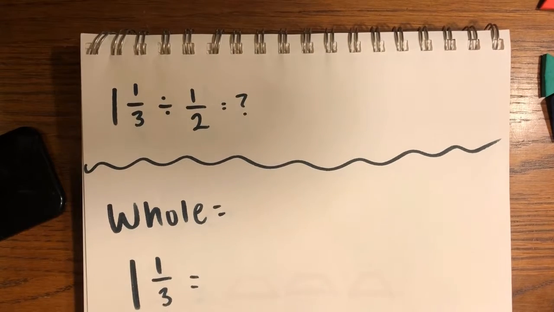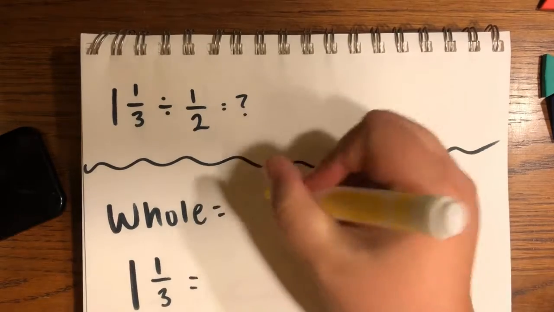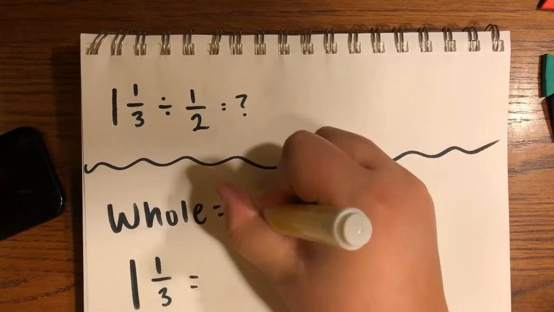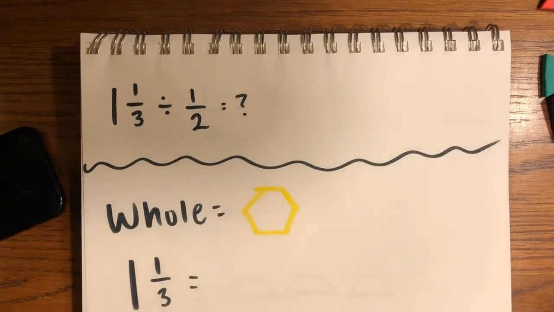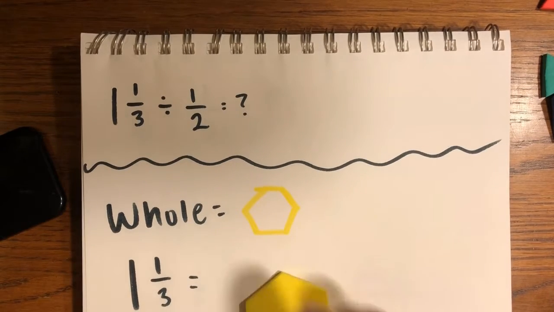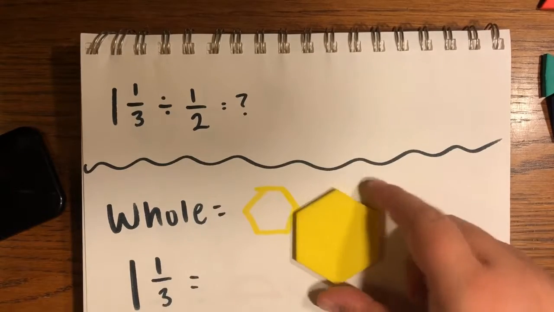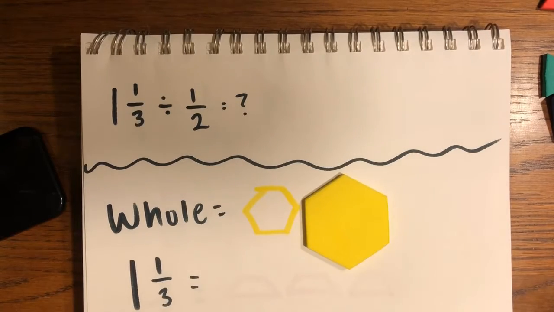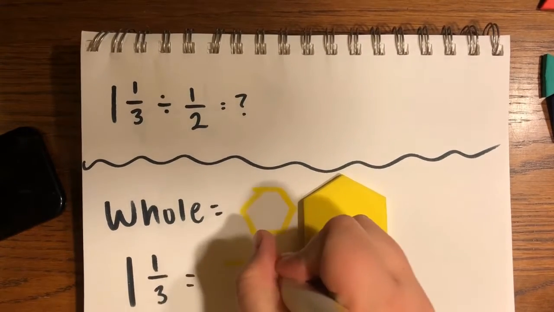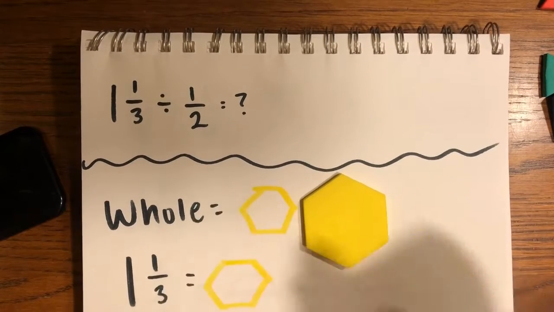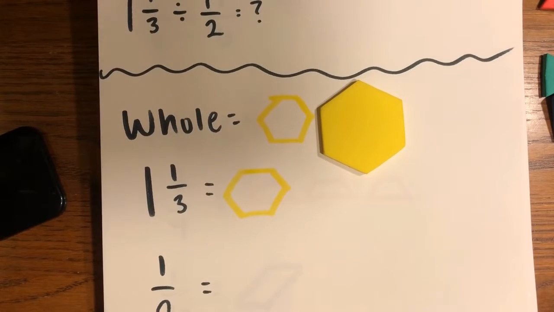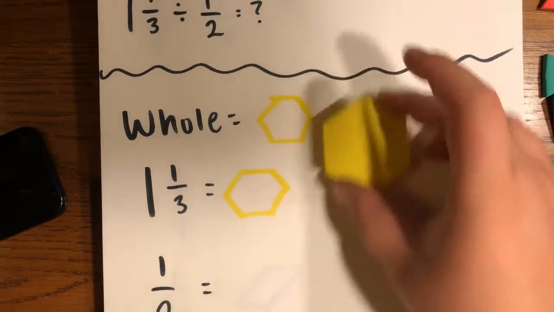So our whole is just 1 hexagon. But what about our 1 1/3? So 1 right off the bat, right? We have 1 of those, so we can do this. But what about a 1/3?